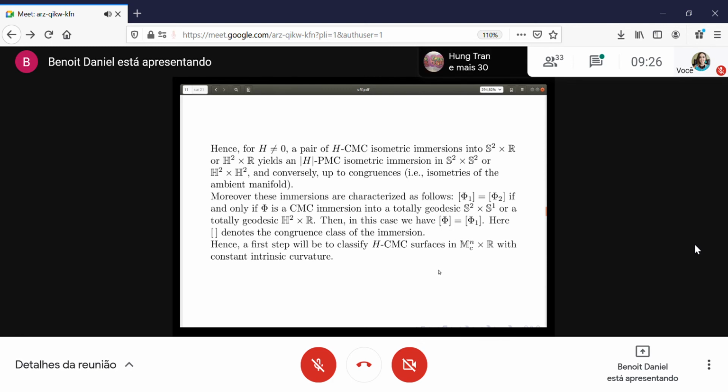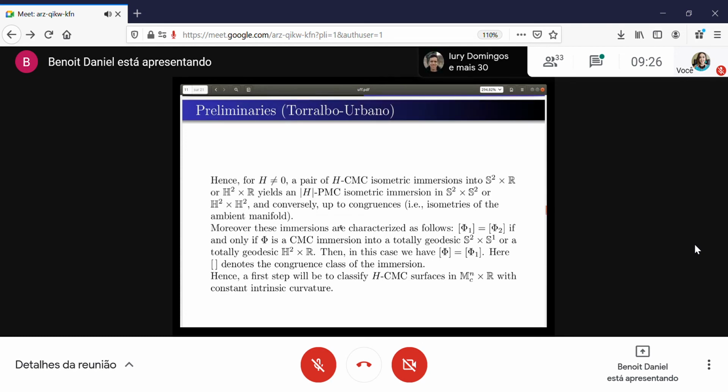And also there is an important property, also in the paper by Torralbo and Urbano, is that when, I forgot to say here, phi1 and phi2, yes, I forgot to introduce the notation. Phi1 and phi2 are the CMC immersions, and phi is the PMC immersion. So there is a misprint. Okay, let me correct it. We can do it quickly.